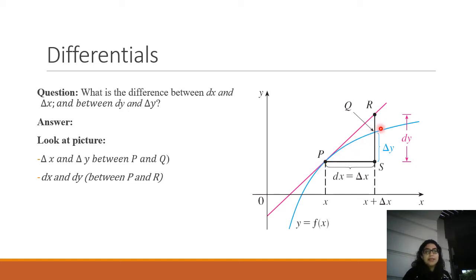So delta x and delta y are between 2 points on a function, and this is the difference between the 2 points. Here is delta x, here is delta y. dx and dy is the difference between P and R. The difference between P, the point on the curve or the function, and R, the point on the tangent. That's why it is the differential, the difference to the tangent line. So here is dy between point P and R, and dx between point P and R, but it is the same as delta x because all 3 points are lying on the same point x plus delta x.